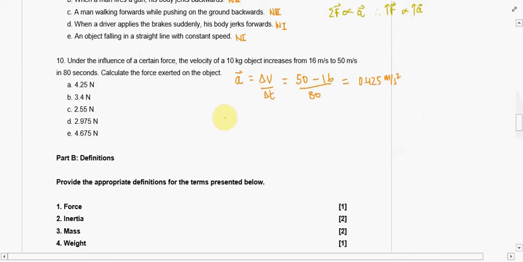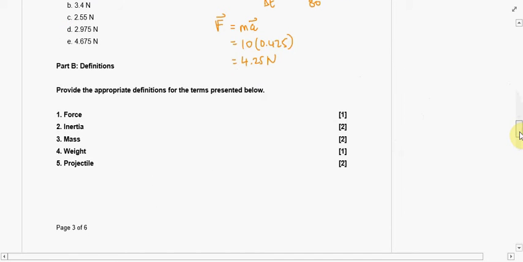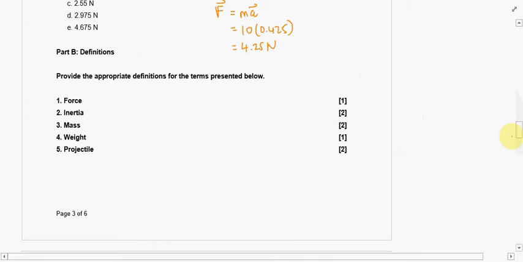Since the force is equal to the mass times the acceleration, all I have to do is multiply the acceleration by the mass to get the force. Mass was 10 kilograms, 0.425 was the acceleration, which gives me a final force of 4.25 newtons. Option A. Awesome. So that should give you an overview on how to solve the multiple choice questions. Some of them are a little bit trickier than others, but all are solvable and use equations that you have already learned in class.